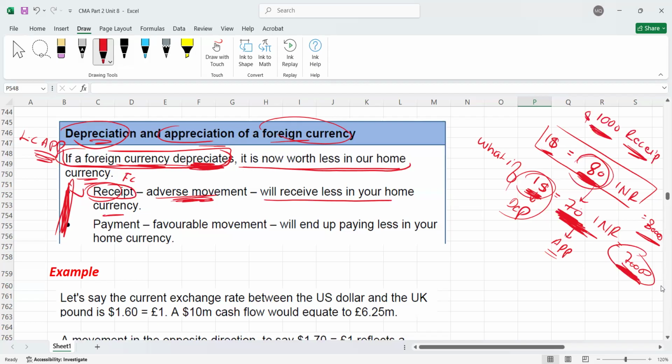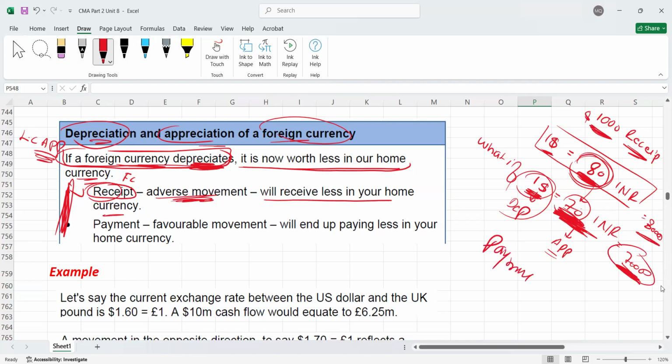But now think this way. Let's say your brother is studying in USA and you are living in India, and you are sending his pocket money every month. What do you want? Do you want to buy $1 at 80 or at 70? Definitely you want 70, right? It means if foreign currency depreciates, this is better for you if you have to make payments.